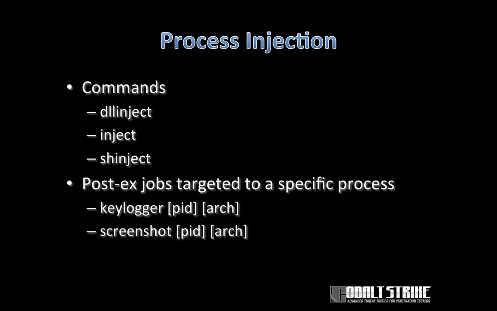Here's where you're going to encounter process injection in Cobalt Strike. The DLL inject command, the inject command, and shinject command all inject capabilities into a remote process. Some of Beacon's post-exploitation jobs can also be targeted to a specific process. And if you're using them that way, you will know because you're telling Beacon a process ID and an architecture. In these cases, you know you're doing process injection.